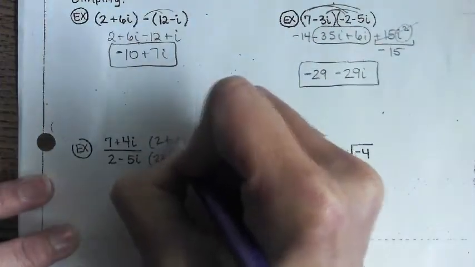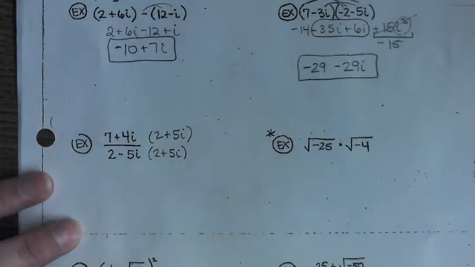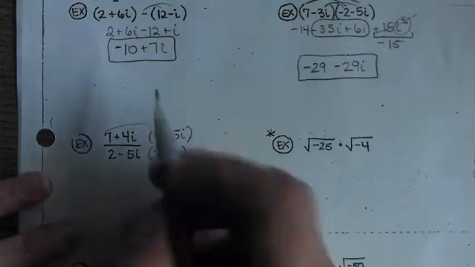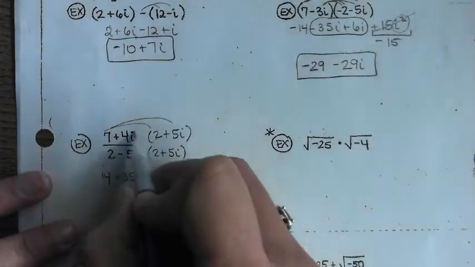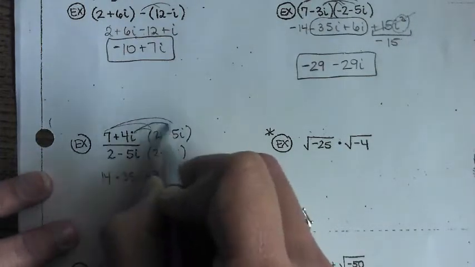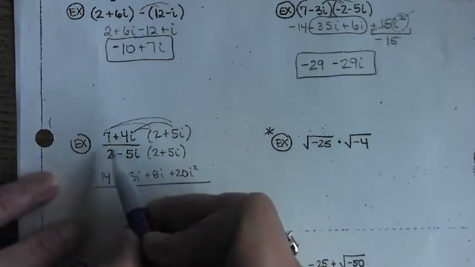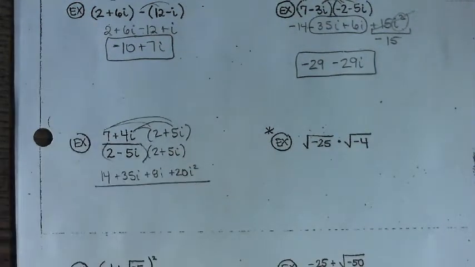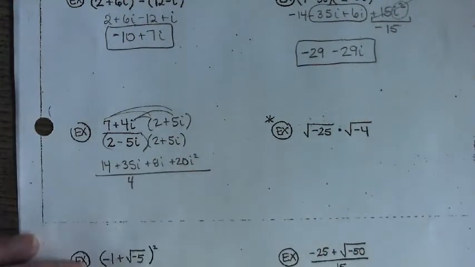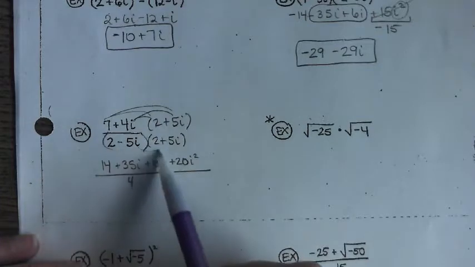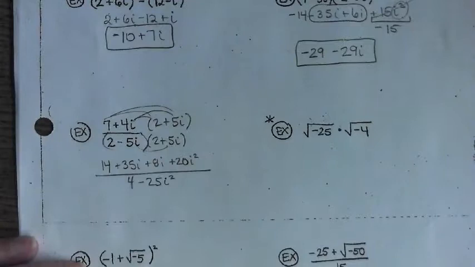by, and since the denominator was a binomial, we multiplied by the conjugate. So in our numerator, we have 14 plus 35i plus 8i plus 20i squared. And in the denominator, again, the beauty of conjugates is that outers and inners cancel. So 2 times 2 is 4. Your outer and your inner product cancel. Negative 5i times positive 5i is negative 25i squared.